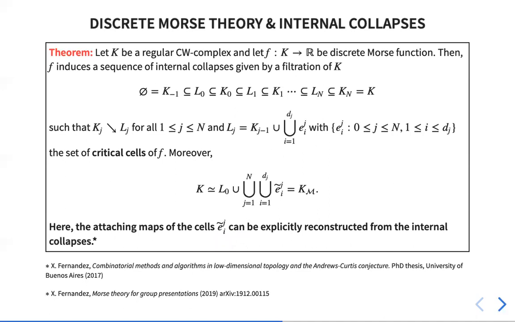So you can write the main theorem in Morse theory, saying that if you have a discrete Morse function, then you have this sequence of levels of complexes, and at each time you have either a collapse or the attachment of critical cells, of new cells. And all this process can be interpreted as a sequence of internal collapses that can be performed in order to obtain this Morse complex. And there is some way to try to track the attaching maps.